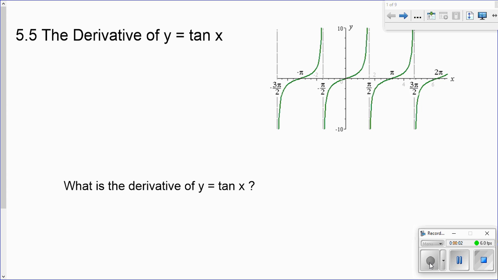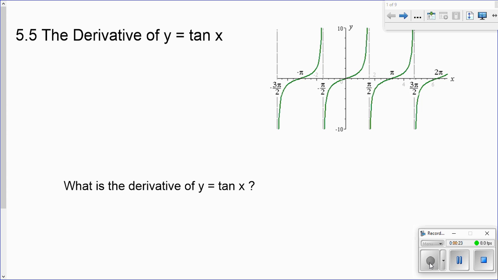Okay, guys, the last section of chapter 5, the derivative of y equals tan x. There's the function tan x to the left in green. That's just an image capture from the internet. We've graphed in Desmos before. We know how to change those settings, so I'll leave that for you guys to play around with and decide.